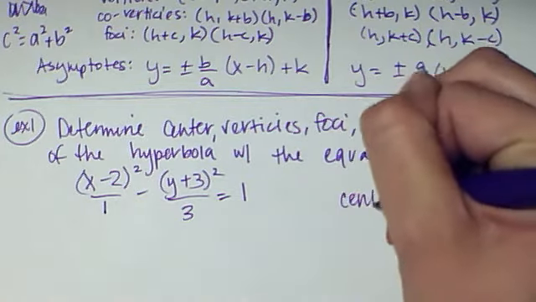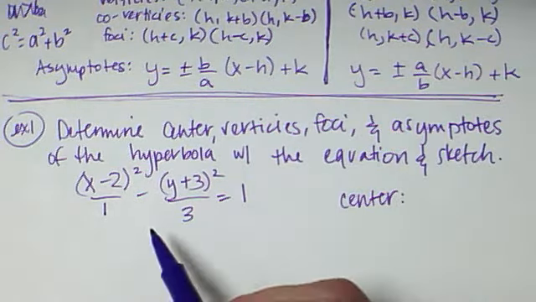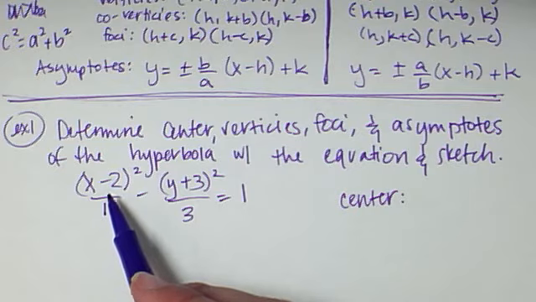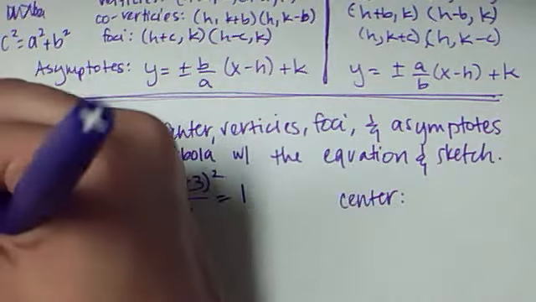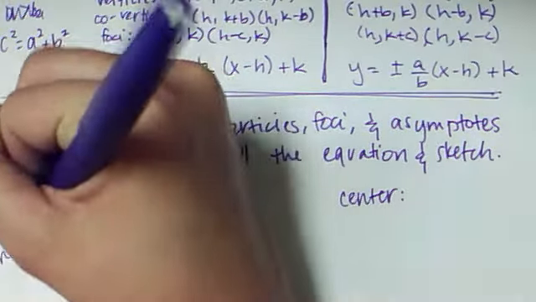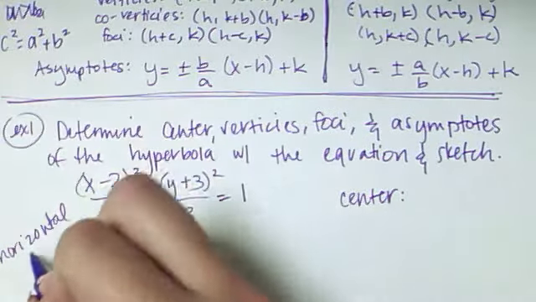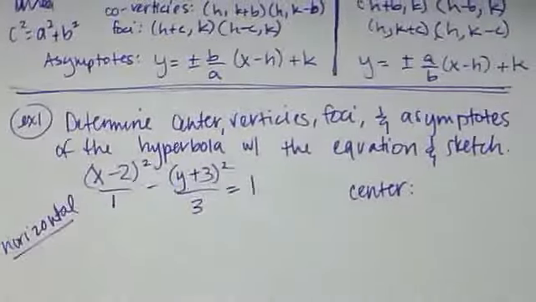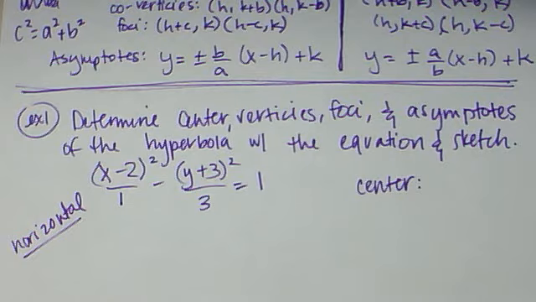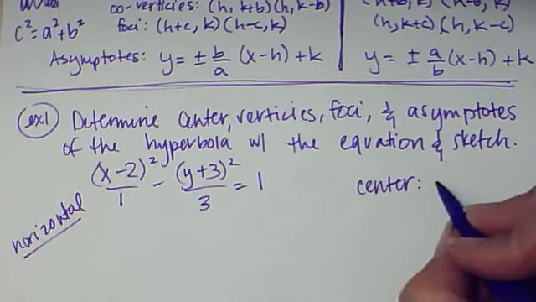The center, of course, is h, k. Now, the x comes first, so that means it's horizontal. So let's go ahead and write that somewhere. Since the x comes first, it's horizontal. The center, h, k, the signs are opposite, so it's 2, negative 3.